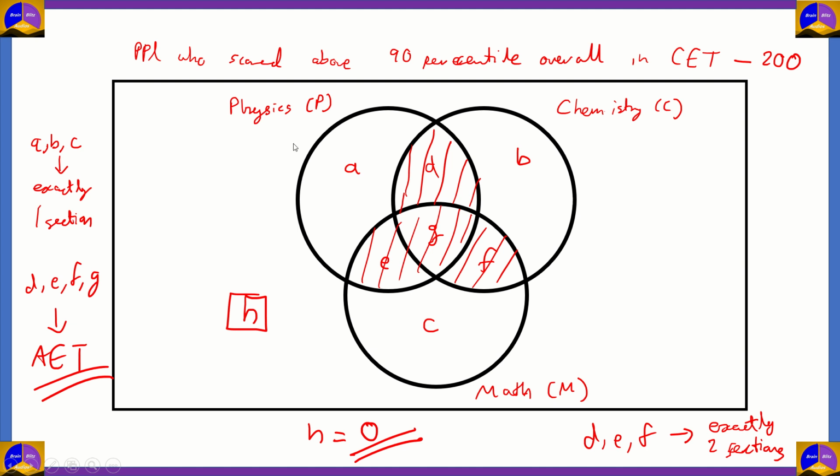Now, if you look at the Venn diagram, the entire circle of P represents the number of people who scored 80th percentile or above in physics and who are also scorers of 90 percentile or above overall in the common entrance test. Now that means this entire circle for physics is what represents the condition for our question. That has to be greater than 100. So therefore, what that means is we need to add A, D, E, and G.